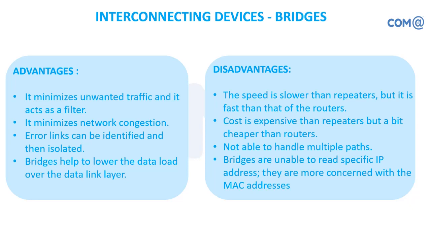Disadvantage: the speed is slower than the repeater, but it is faster than routers because it is doing a very specific process of sending the data from source to destination. So this can be done faster compared to other devices. The cost is more expensive than repeaters, but a bit cheaper than routers. Since it has advanced technology compared to a repeater, it is costlier, but compared to a router, it is cheaper.